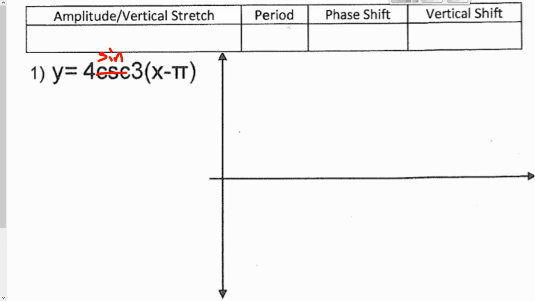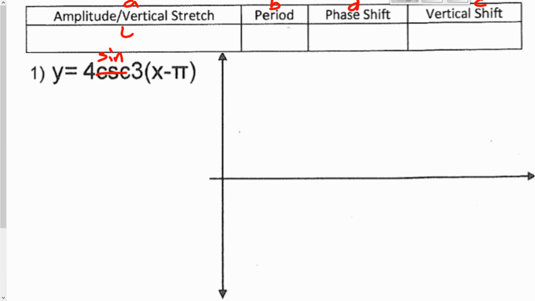So what's going to happen is your phase shift, if you have a phase shift, is going to move it left and right, and vertical shift moves it up and down. Phase shift is basically your D, and vertical shift is just your C. Period has to do with your B, right? And then amplitude or vertical stretch has to do with your A.